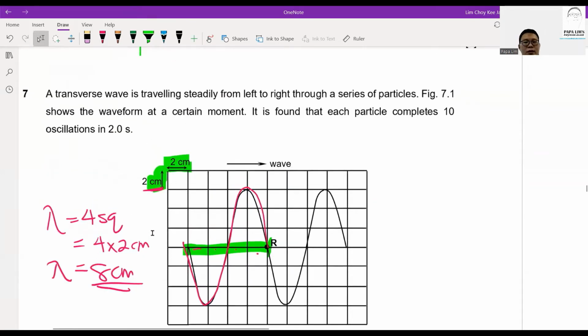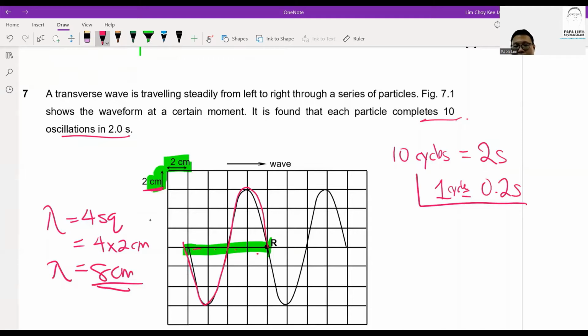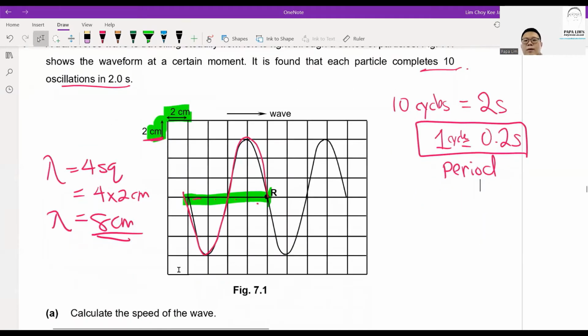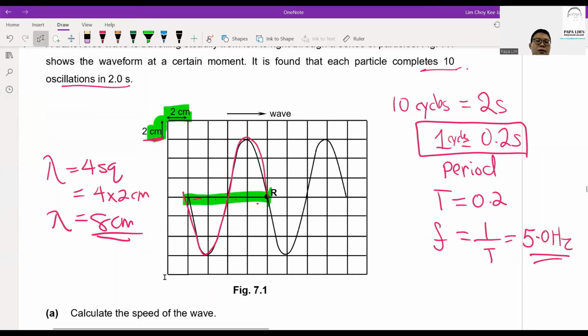The other mistake that students tend to make is the interpretation of 10 oscillations in 2 seconds. 10 oscillations means 10 cycles in 2 seconds. So for one cycle, I will have 2 divided by 10, which is 0.2 seconds. This time for one cycle is what we call the period. If my period is 0.2 seconds, the frequency, which is 1/T, will bring us to 5 Hertz. So the frequency for this wave will be 5 Hertz.